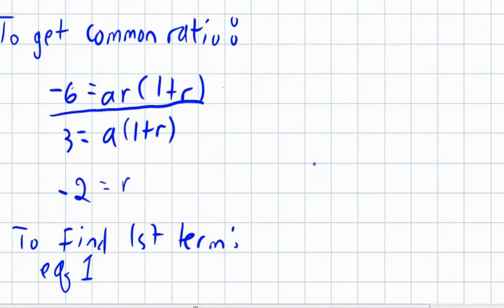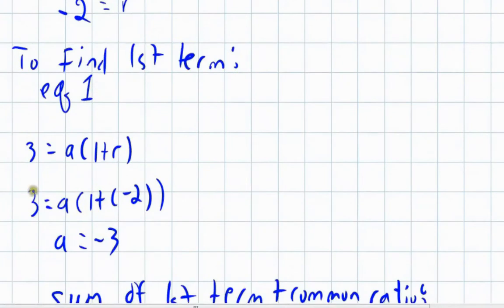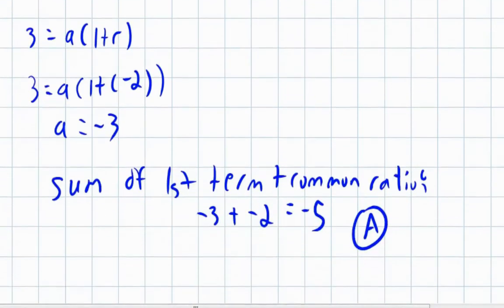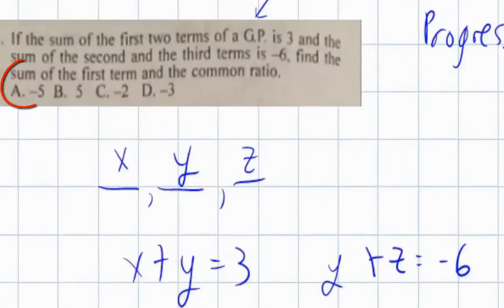So that's part of the answer, and they want us to know what the sum of the common ratio and the first term is. So to find the first term, now that I know R, I can go back and plug that into the first equation. I know R is negative 2 now, so 3 is equal to A times 1 plus R. And plug in negative 2 into the equation. When you solve it out, A will be equal to negative 3. For the final step, we add the first term, A, to the common ratio, R, which is negative 2 plus negative 3, which is negative 5.